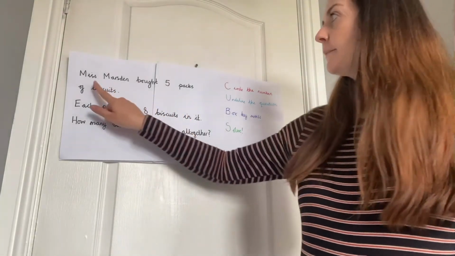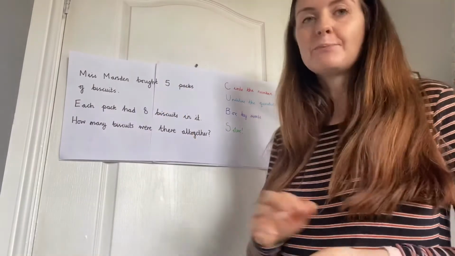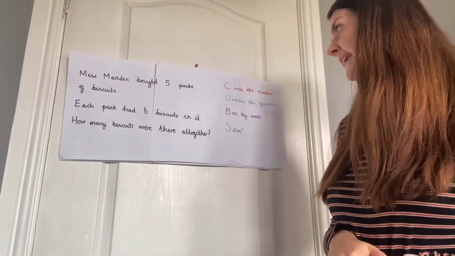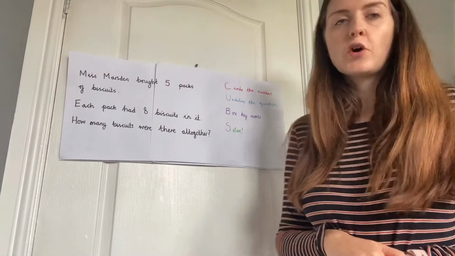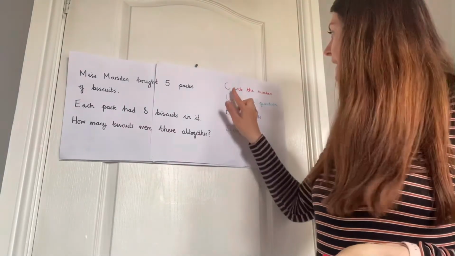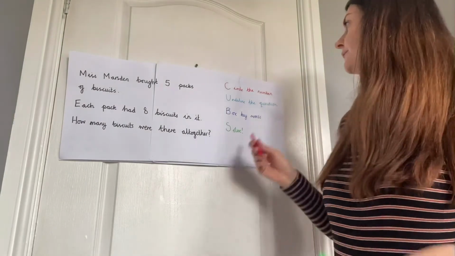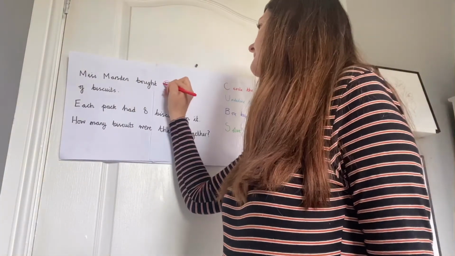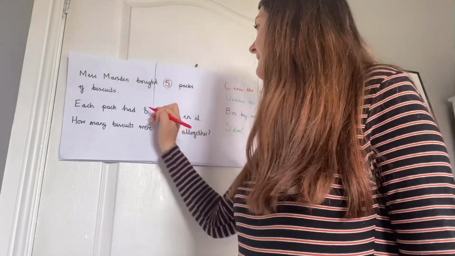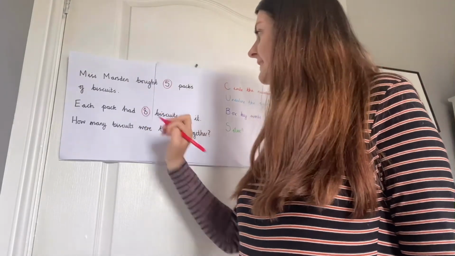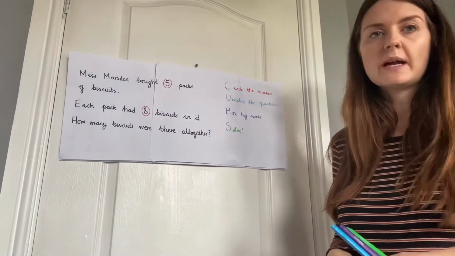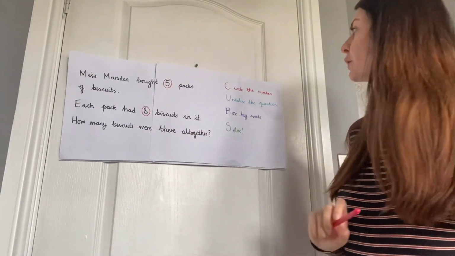So it says, Miss Marsden bought 5 packs of biscuits. Each pack had 8 biscuits in it. How many biscuits were there altogether? So I'm going to follow my CUBS. So first of all, I've got to circle the numbers. So I know that I bought 5 packets of biscuits and each pack had 8 biscuits in it. So I've circled those key numbers. There's no other numbers in the question, but I know that these ones are going to be important.